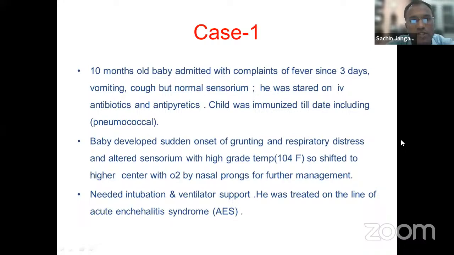This was a 10-month-old baby admitted with complaints of fever since 3 days, vomiting, and cough, but the baby had normal sensorium. This baby was admitted as an acute febrile illness and was started on IV antibiotics and antipyretics. The child was immunized till date, including pneumococcal and even flu vaccine. After 12 hours, the baby developed sudden onset grunting, respiratory distress, and altered sensorium with high grade temperature, so was shifted to a higher center. At that center also, the baby's sensorium kept deteriorating. The baby needed intubation. The patient was treated on the line of acute encephalitis syndrome.